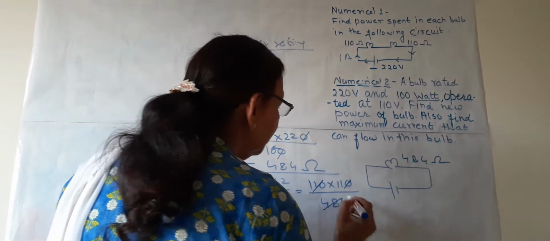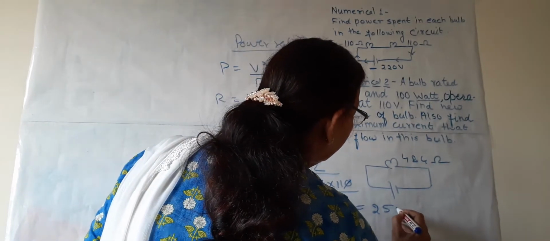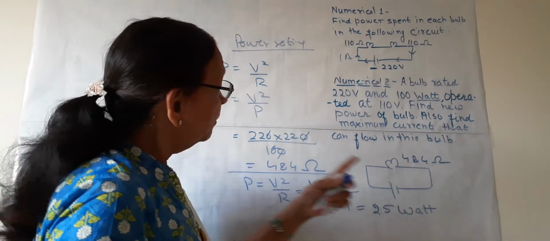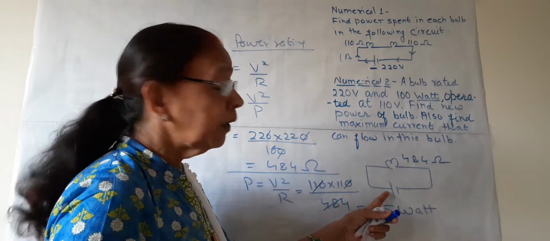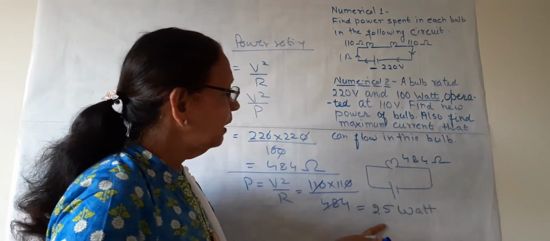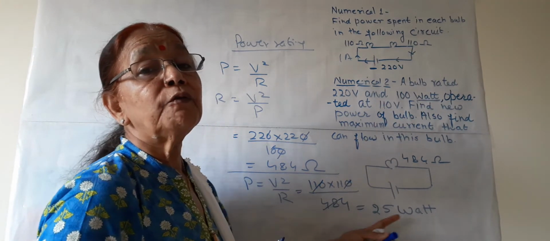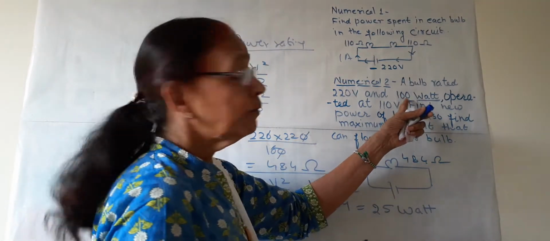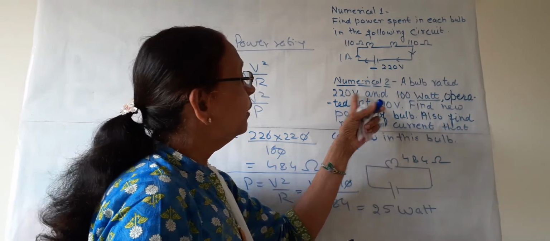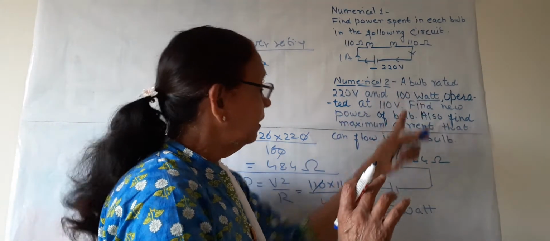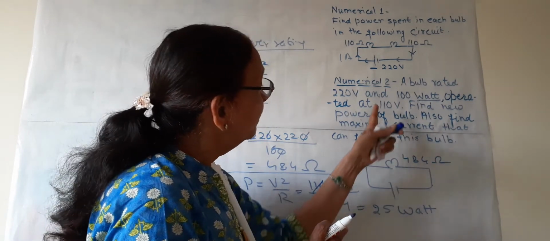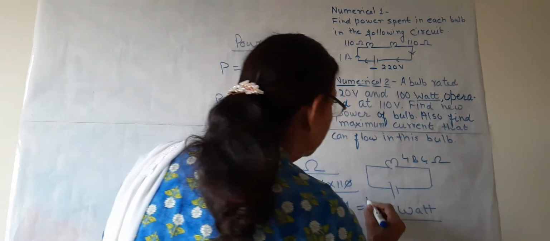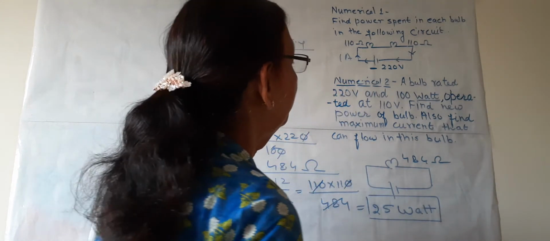If you calculate this, you will get 25 watt. That is the power of the same bulb. When the voltage of the battery is 110, it will give only 25 watt power. It is reduced to 1/4. Before it was 100. If V is 220, the power was 100. But if it is reduced to 110, the power will be 25 watt. So this is the answer. This is the new power.